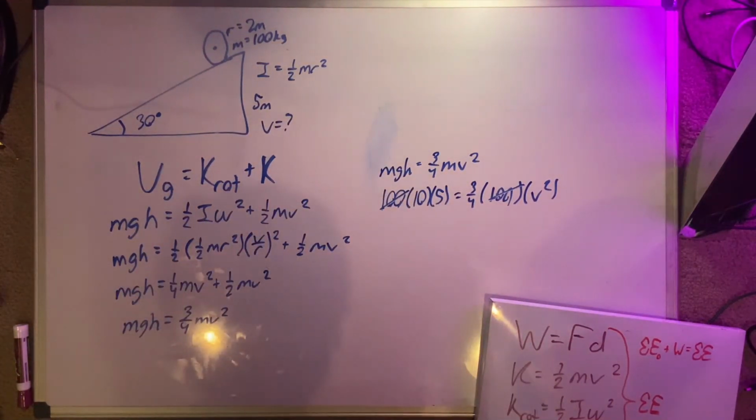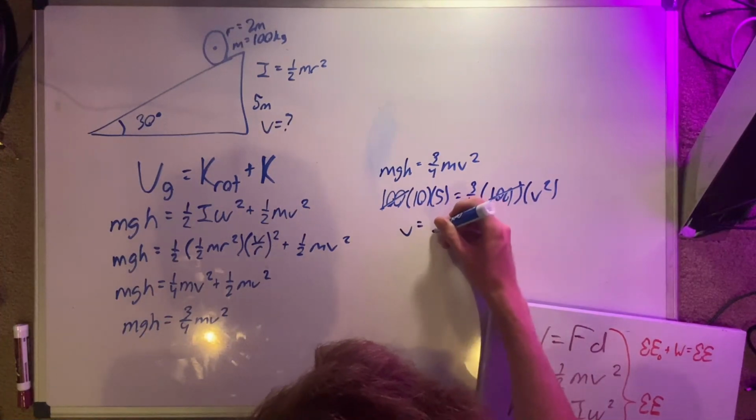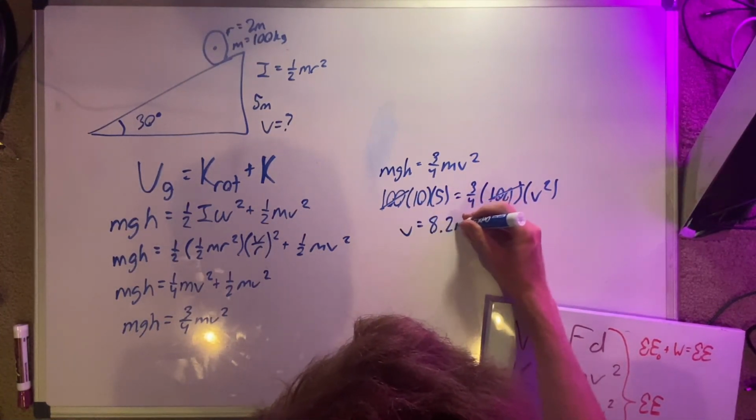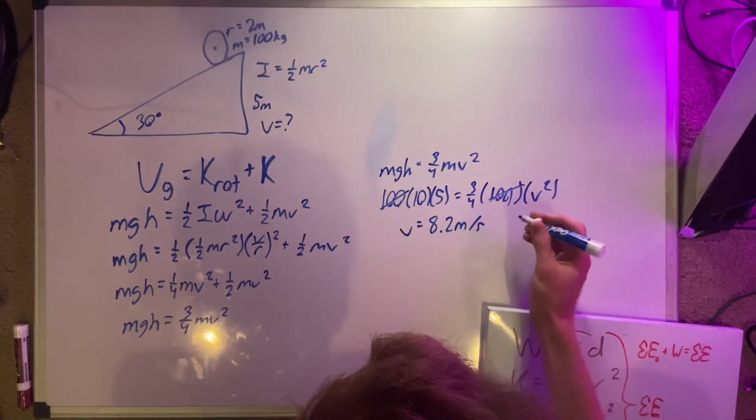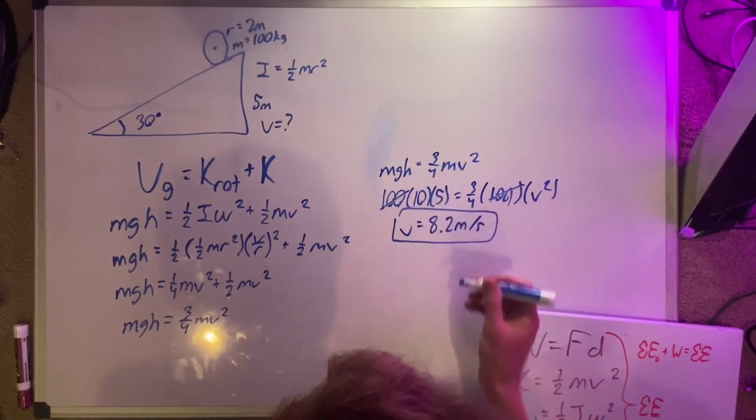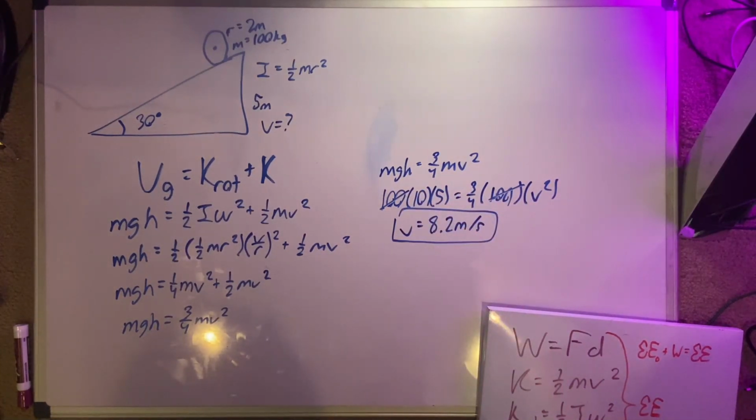8.2. Velocity is equal to 8.2 meters per second once it reaches the bottom. There we go. And that would be our solution, how fast it's going, and our use of K rotational. And that there, finally, is all of energy.